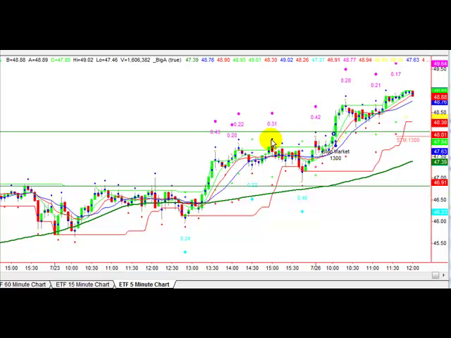Here was our original entry around this area, but it gapped up to there. I held on for a second to see if it was going to keep going. If so, I would have probably gotten in around here anyway. Then it came back down and then up. So here's where I entered. You can see it says stop market right here.